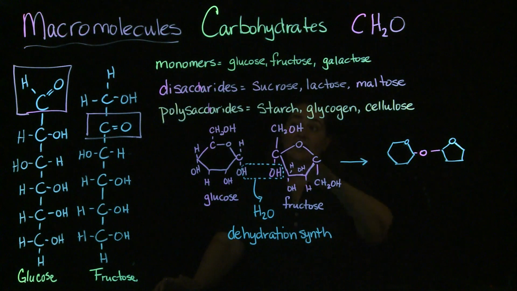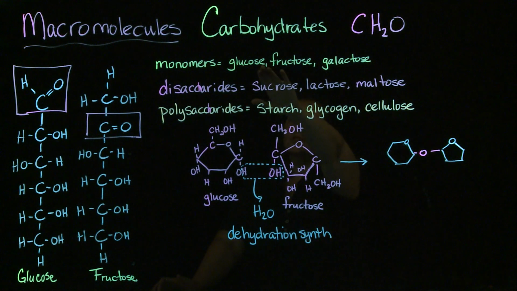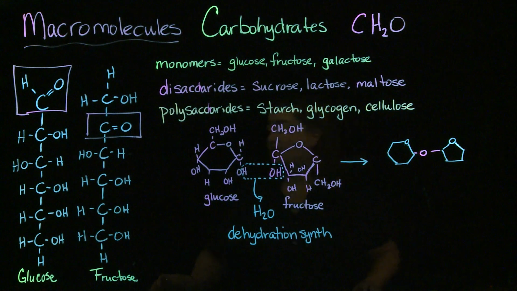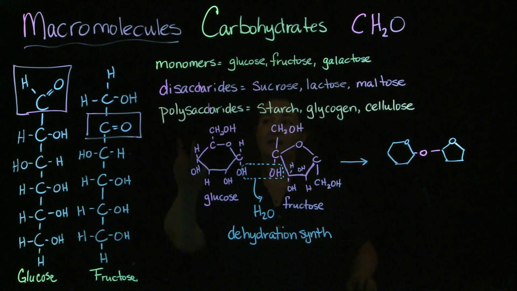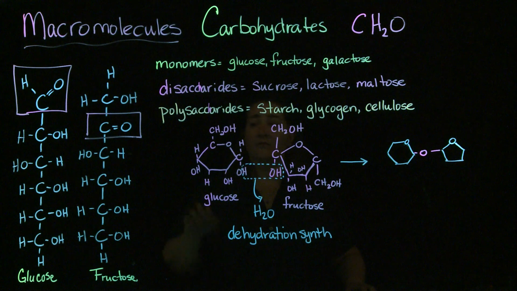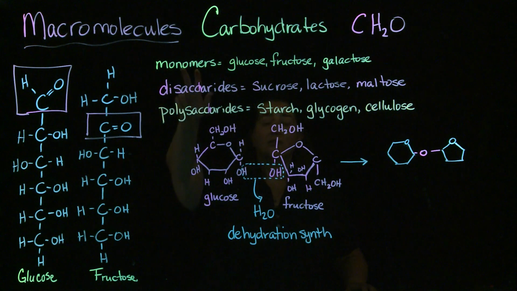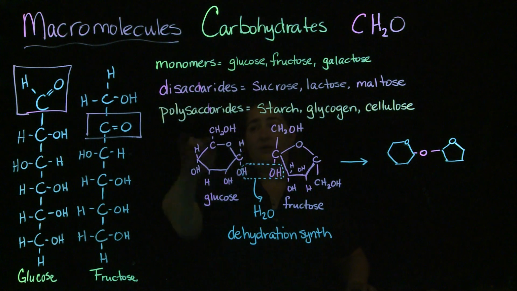So in terms of that, monomers are the individual units: the glucose, the fructose, galactose. Disaccharides, you're talking about having two monomers put together. Polysaccharides, you've got more than two monomers strung together, okay? With poly meaning many, and saccharides again referring to our sugar, okay?